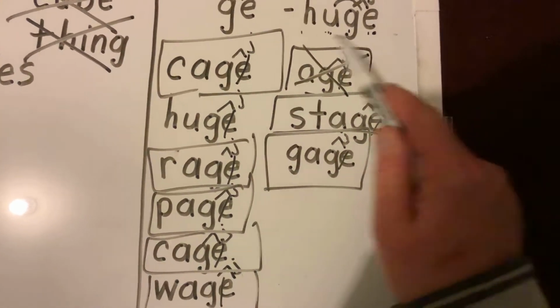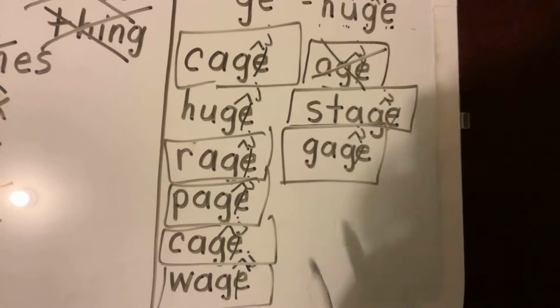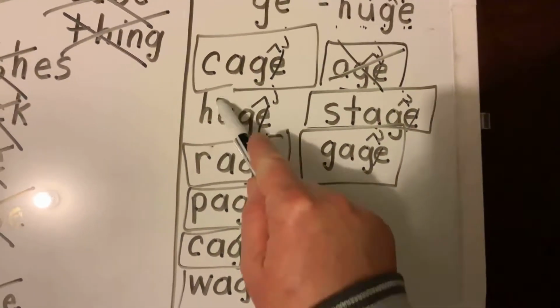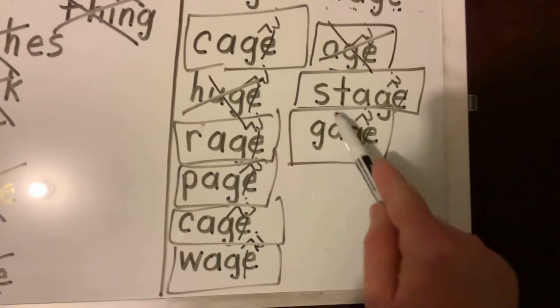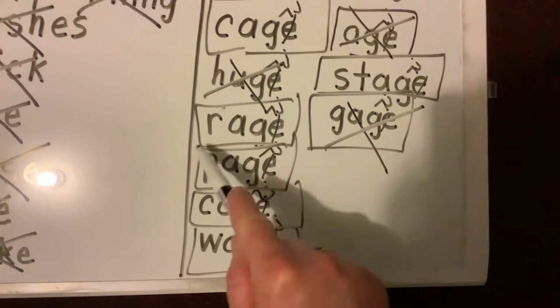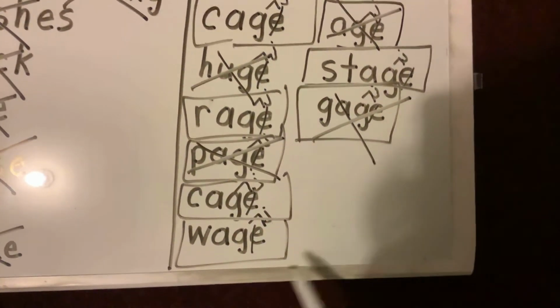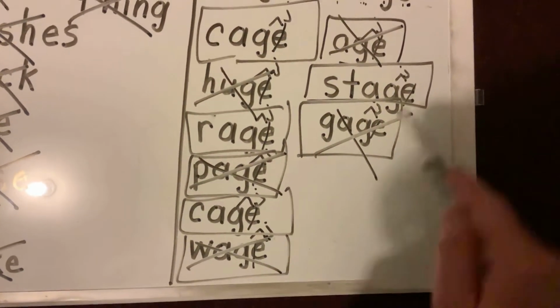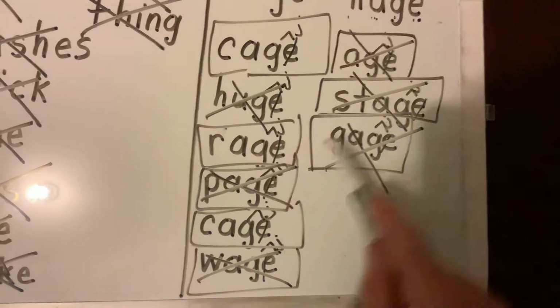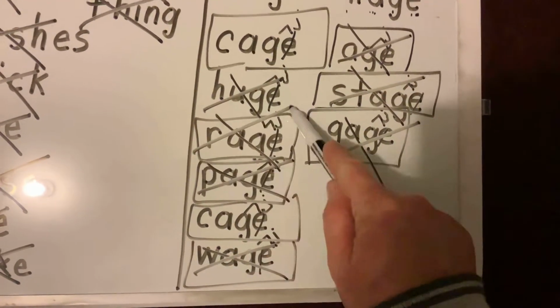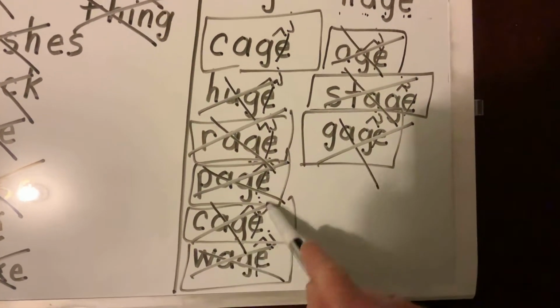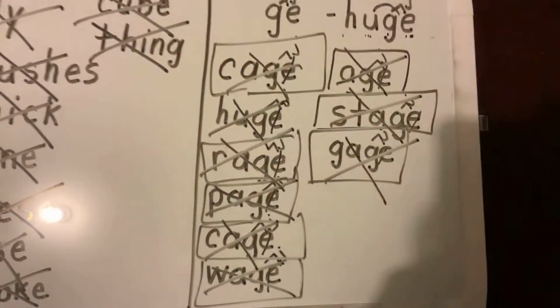Age, remember our vowel is saying its name. Huge, gauge, page, wage, stage, rage, cage is in there 2 times.